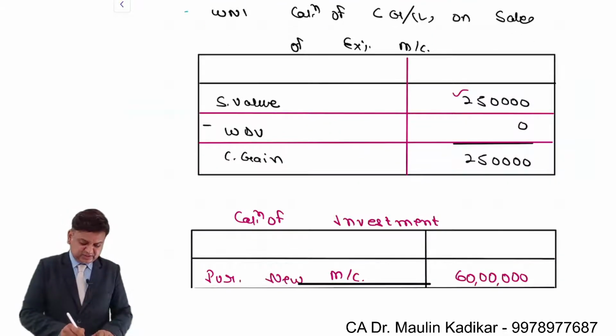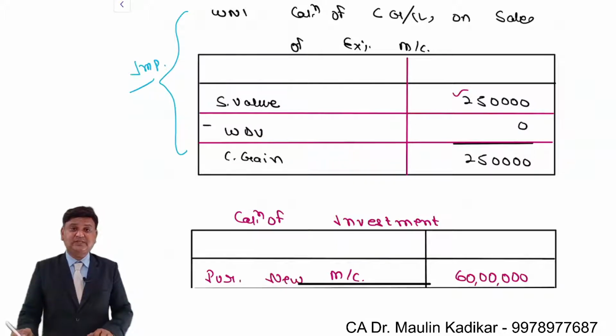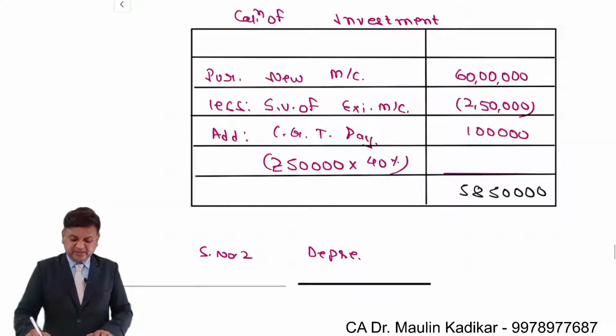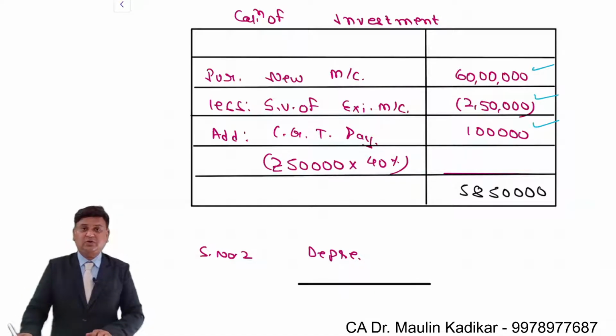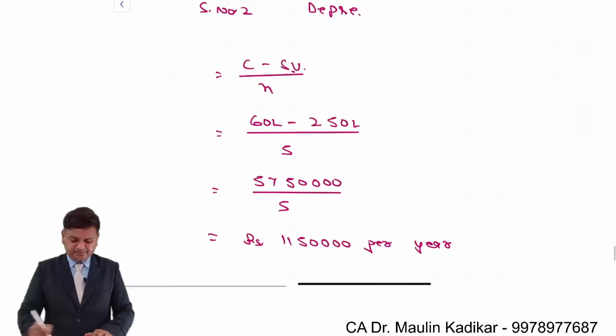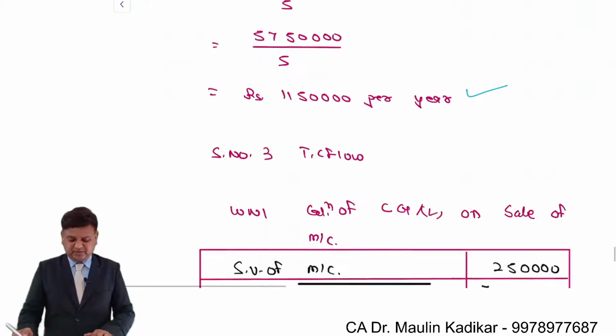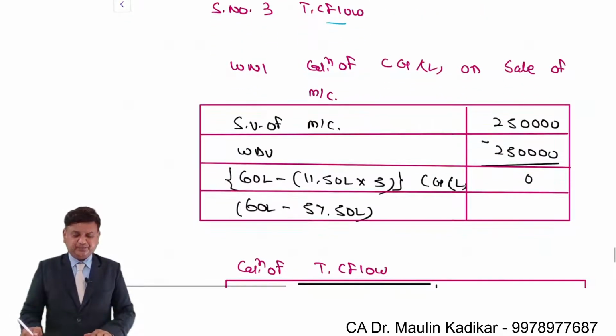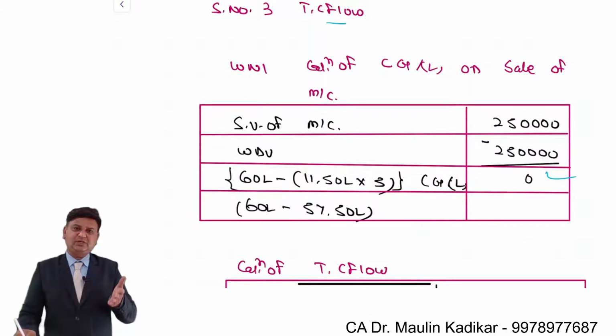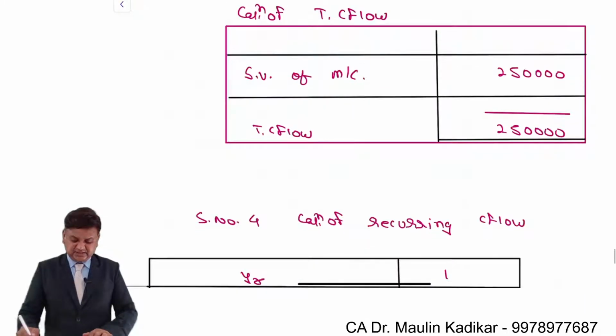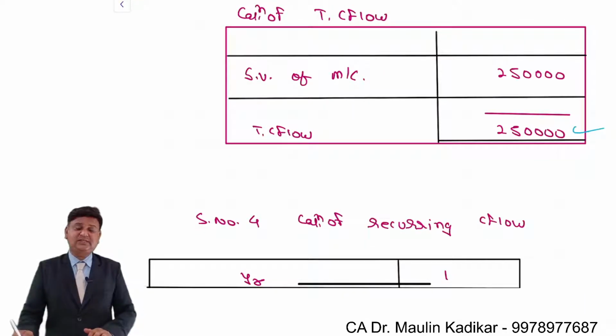In that, this is an important working note, because there is a possibility that you may miss it. You buy the new machinery, you pay tax on the capital gain on sale of the existing machinery, and you receive the amount on sale of the machinery, 250. Depreciation is as usual, what we do normally. In the terminal cash flow, the capital gain or loss is zero. Always make sure that you prepare the working notes while doing the answer. So 2,50,000 is the terminal cash flow at the end of the fifth year.